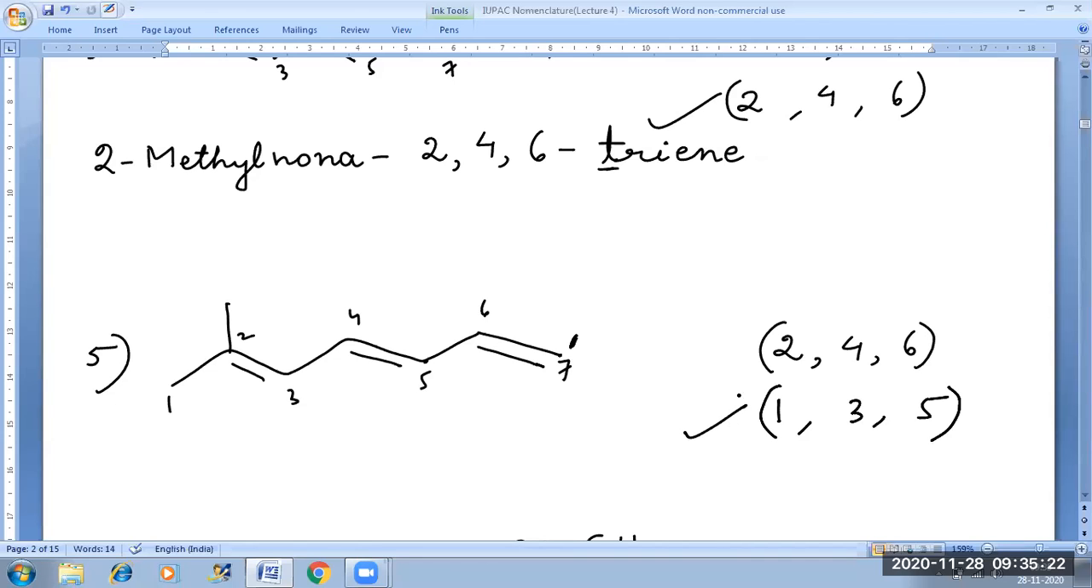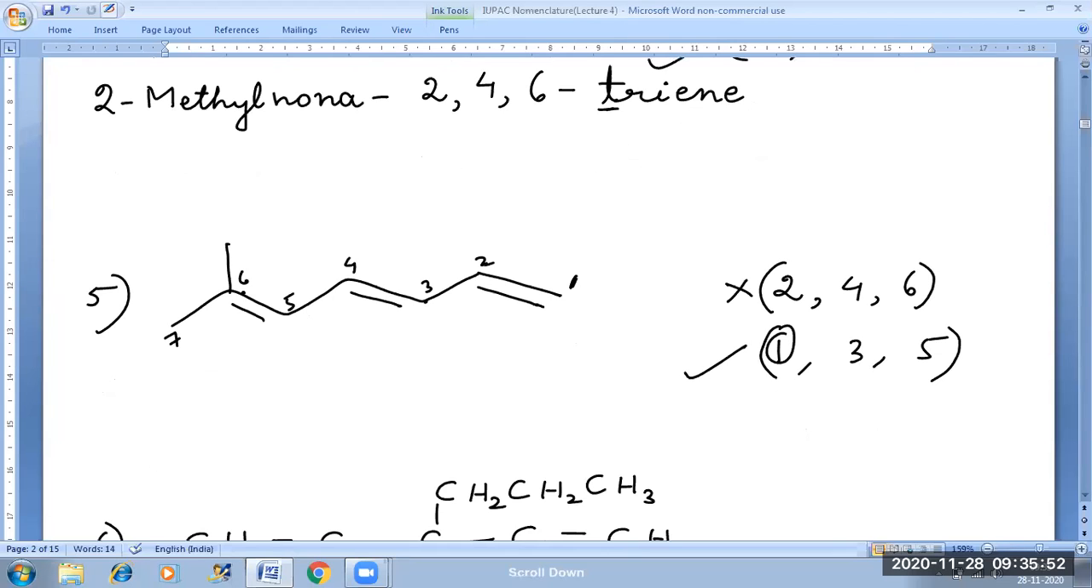So obviously this will be correct and this will be wrong because out of 2 and 1, 1 is lower. So 1, 3, 5 is the lower set of locants. So I have to number it from that end. This will be the correct way of numbering. So at the sixth position, I have a methyl. This is methyl. So 6 methyl.